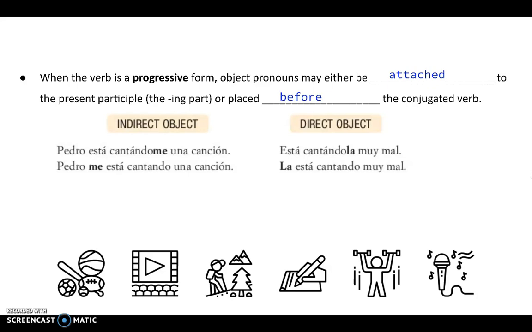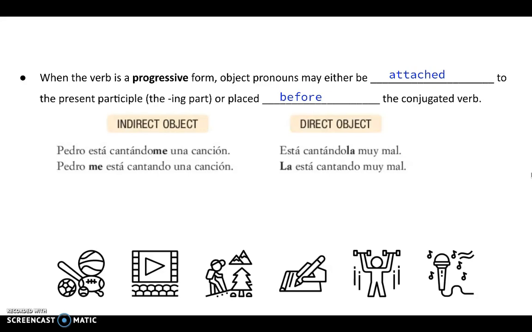So here I have an example with an indirect object. Pedro está cantándome una canción. Pedro me está cantando una canción. Pedro is singing me a song. So we can either go in at the end of cantándome or in front of está. And you guys will notice when we add an additional syllable to some of these longer words, we need to also add an accent in order to maintain the correct emphasis in the word. So we will talk about that a little bit more later.